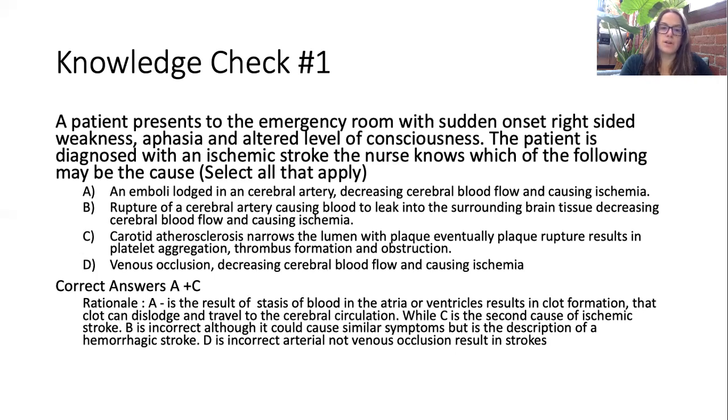B is incorrect, although it could cause similar symptoms, but is the description of a hemorrhagic stroke. And D is incorrect, because arterial, not venous, occlusion results in your typical ischemic strokes.